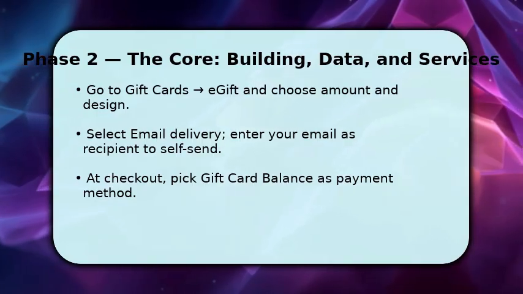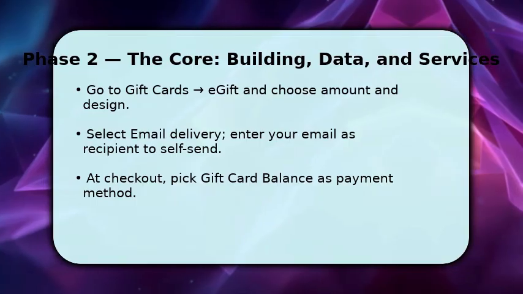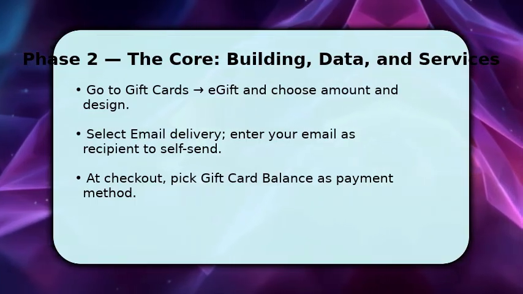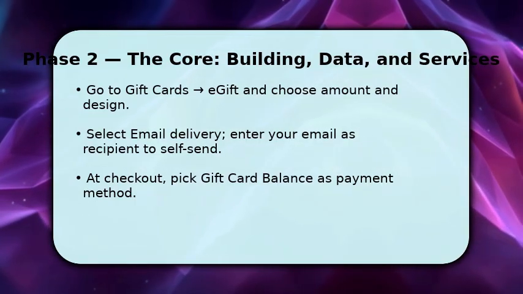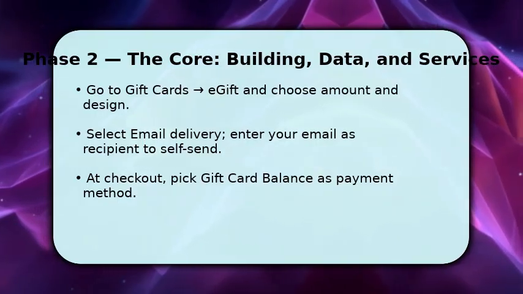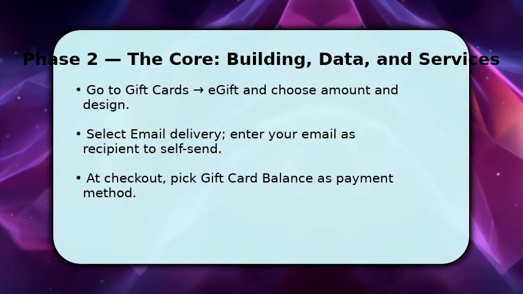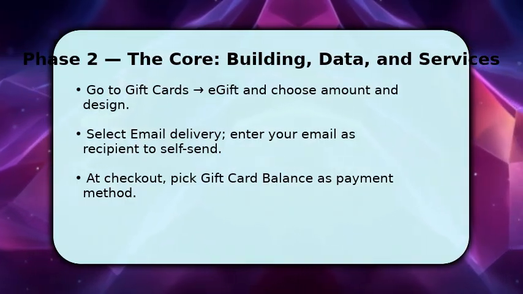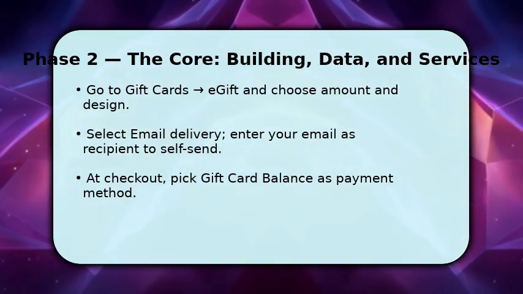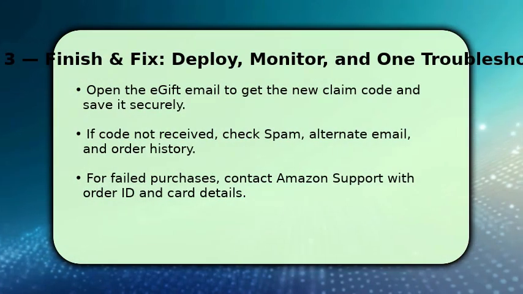That ensures Amazon generates a redeemable code tied to the emailed e-gift. At checkout, choose your gift card balance as the payment method. Once purchased, Amazon sends the e-gift email containing the new claim code you can forward or save. Finish by opening the emailed e-gift. You'll find the newly generated claim code inside. Copy it or screenshot it for safekeeping.